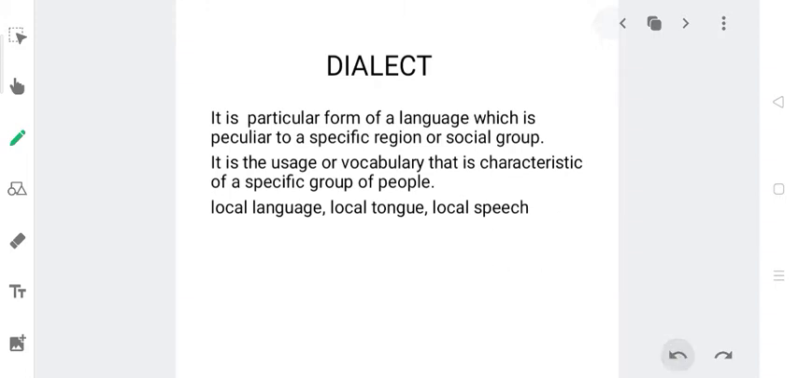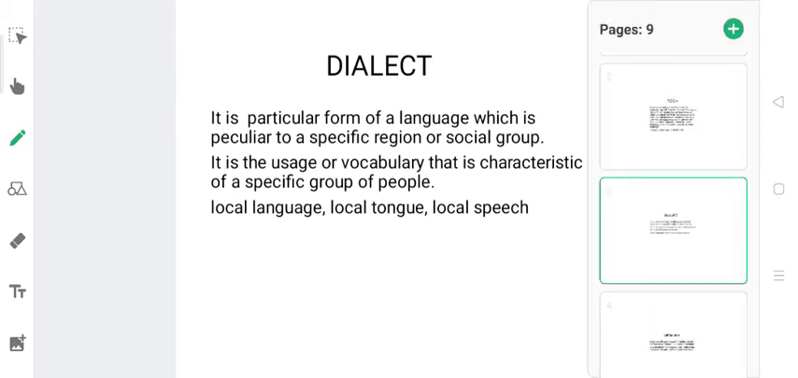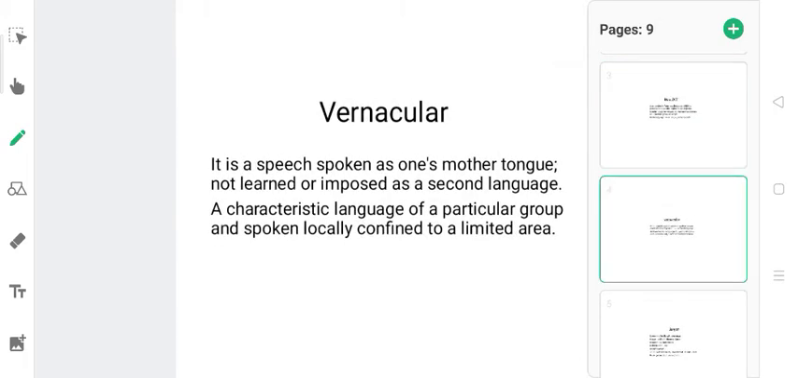A dialect has a very simple definition: a language which is spoken by a particular community or people living in a particular area, which is not universal in nature, which is not ascertainable to the people of the other area. A language of a small area may be categorized, or we call it a dialect, in terms of phonetics. Next is vernacular. It is a speech spoken as one's mother tongue, not learned or imposed as a second language, a characteristic language of a particular group and spoken locally, confined to a limited area. So, basically, vernacular is one's mother tongue.